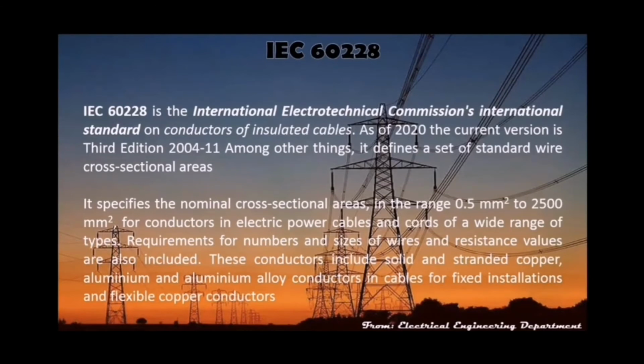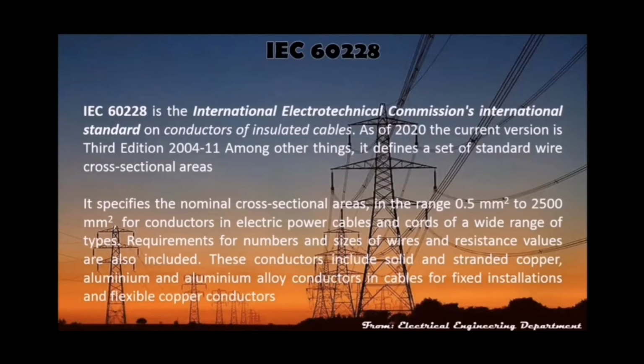IEC 60228. IEC 60228 is the International Electrotechnical Commission's International Standard on Conductors of Insulated Cables. Yung IEC 60228 ay yung commission ng mga standard conductors of insulated cables. As of 2020, the current version is the 3rd edition, 2004-11. Among other things, it defines a set of standard wire cross-sectional areas. Siya pala yung nagde-define ng set of standard wires into cross-sectional areas. Para makita natin yung cross-sectional areas ng mga standard wire, maaari tayong tumingin sa IEC or International Electrotechnical Commission's Standards on Conductors of Insulated Cables.